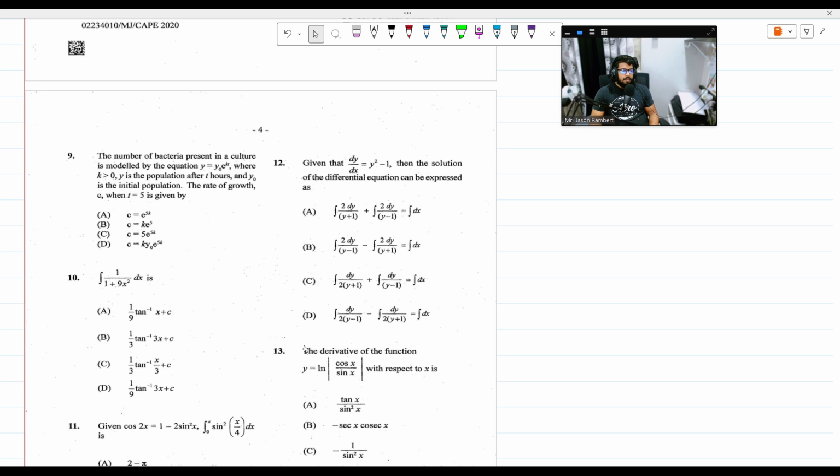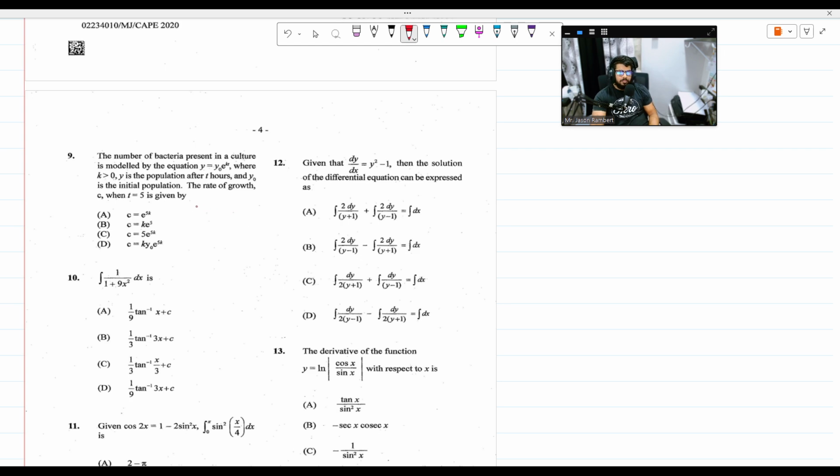All right. So the number of bacteria present in a culture is modeled by the equation y is equal to y naught e to the kt, where k is greater than 0. y is the population at t hours, and y naught is the initial population. The rate of growth is c. So the rate of growth is going to be a rate of change, which is dy dt. So them saying dy dt is represented by c.